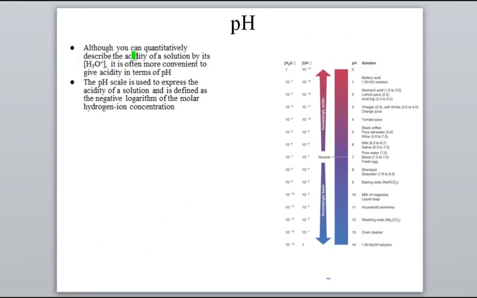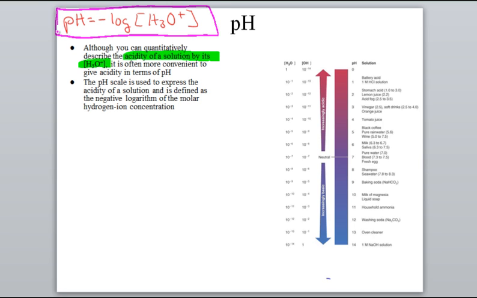As stated on the previous page, acidity can be quantitatively described by the concentration of the hydronium ion. However, it's also expressed in a logarithmic expression. This logarithmic expression is called pH. pH equals the negative log of the hydronium ion concentration. This pH equation, like every other equation in this class, is in your information packet. Also remember, this concentration has to be molarity. Not percent, not parts per million, but molarity.